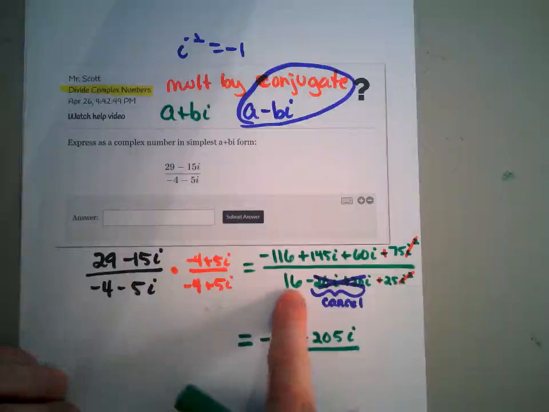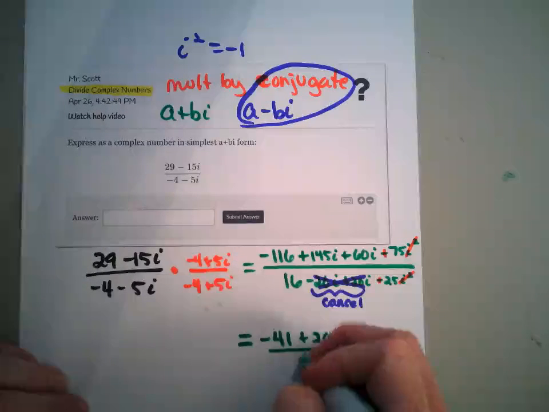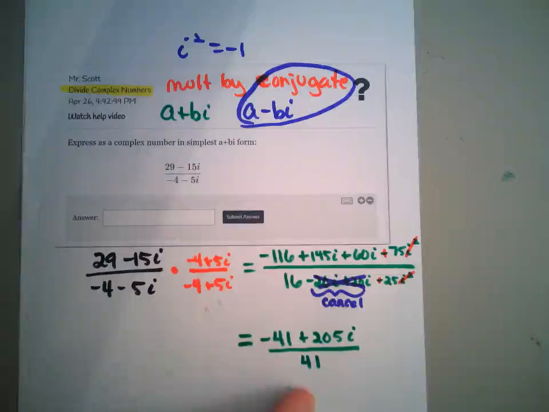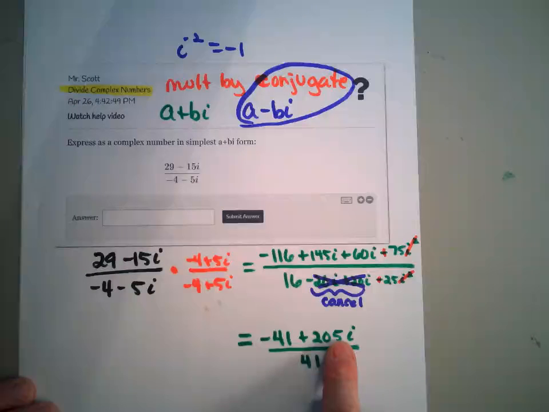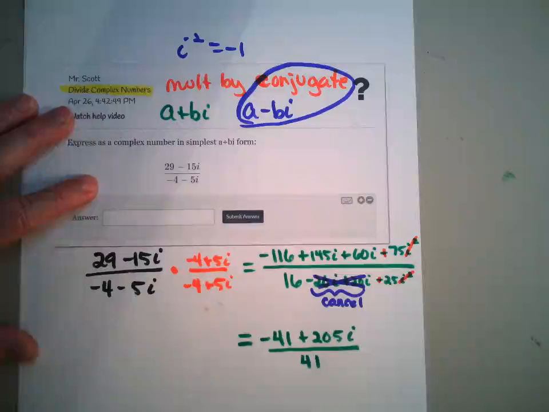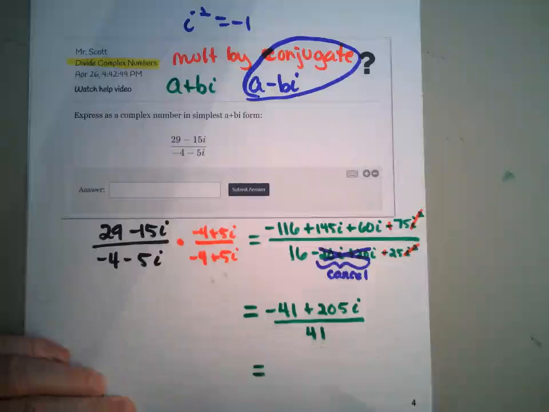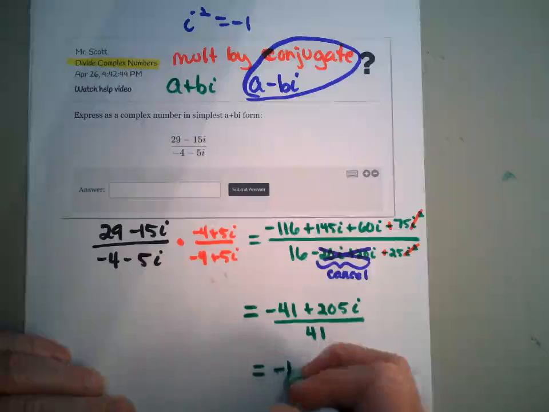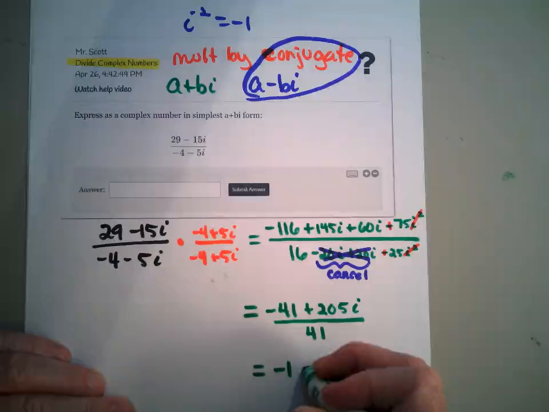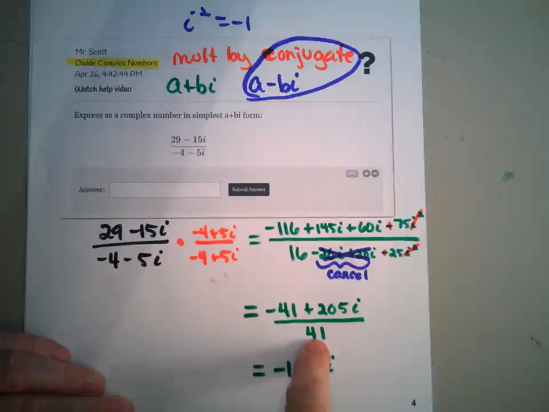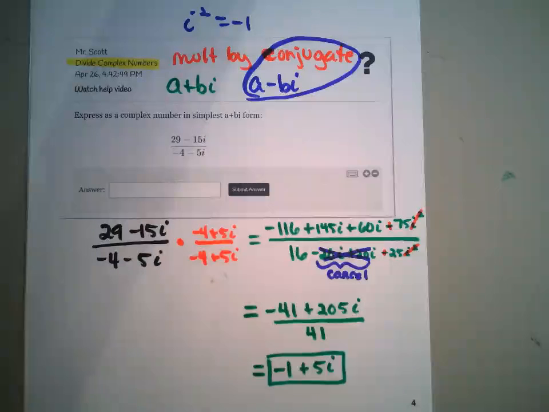On bottom, you have a positive 16 plus 25 is a 41. Now, don't just try to cancel these two 41s. It doesn't work that way. What you want to do is try to get a number that divides into all three of these. So the biggest question here is, does 41 divide into 205? And I think it does. So check that out with your calculator. 205 divided by 41. And yes, it goes in 5 times. So all three of these are divisible by 41. So negative 41 divided by 41 is negative 1. 205 divided by 41 we saw was 5. And 41 is divisible by 41, so the denominator disappears, and you're left with negative 1 plus 5i.